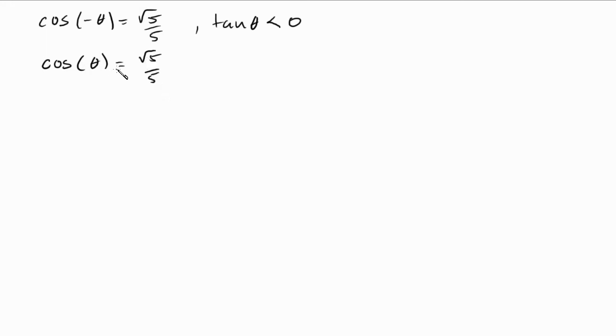So basically we know cosine is positive, and we know that tangent is going to be negative because less than 0 basically means negative. So what we want to do is draw a little unit circle here, and we can use that little mnemonic, All Students Take Calculus. All the functions are positive in quadrant 1. In quadrant 2, the sine and cosecant functions are positive. In quadrant 3, the tangent and cotangent functions are positive. And in quadrant 4, the cosine and secant functions are positive.